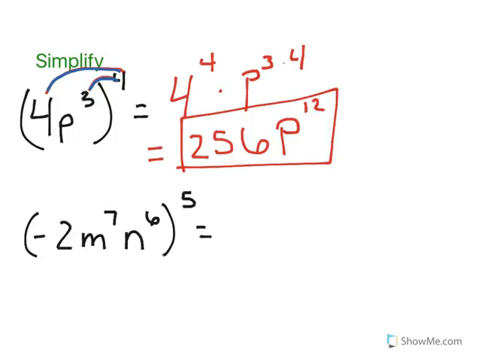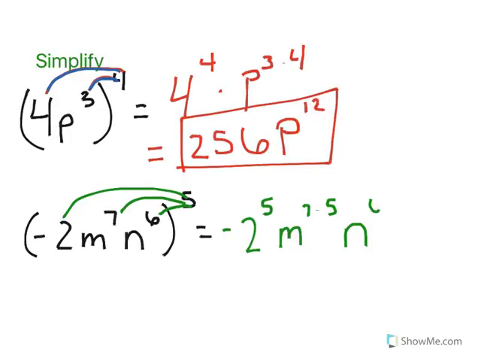Okay, so let's look at the next one. Again, we're dealing with this whole rule of the power of a product. Again, this 5 has to distribute to each term here. So we're going to be left with negative 2 to the 5th power times m to the 7 times 5 power times n to the 6 times 5th power.